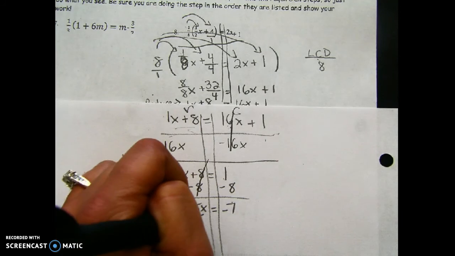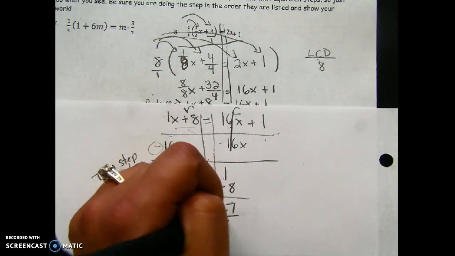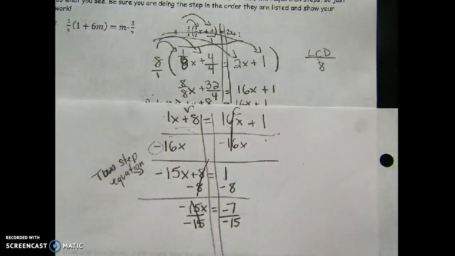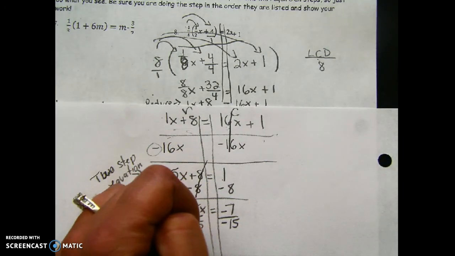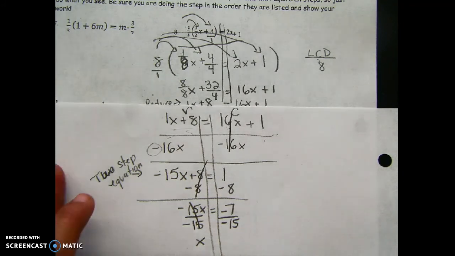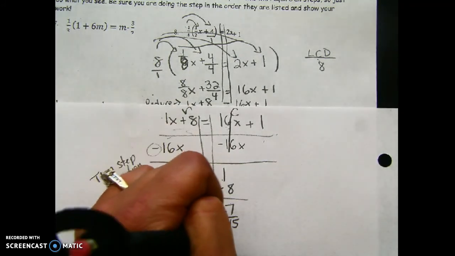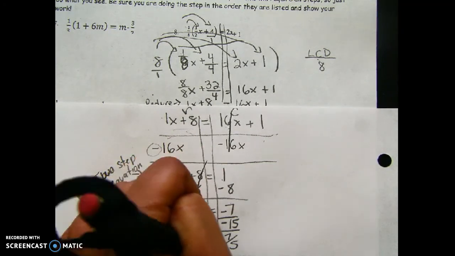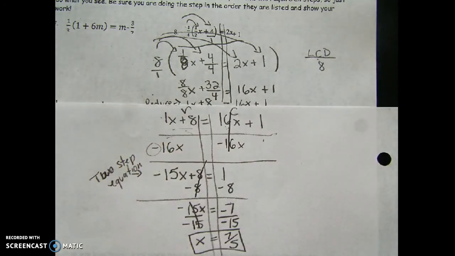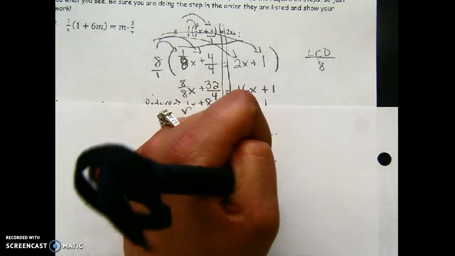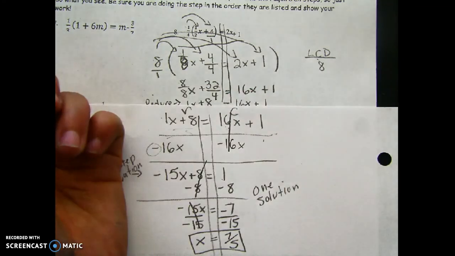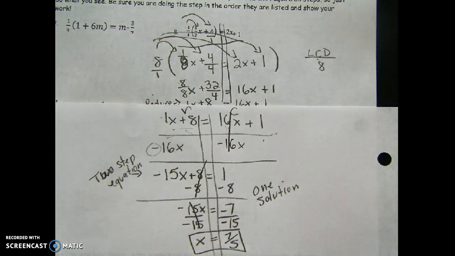Last thing is I'm going to divide each side by my coefficient, which is negative 15. I'm going to bring down my variable, and negative divided by a negative is a positive, and I am going to leave it as the fraction 7/5. Okay, this is one solution. Be sure to slow down and watch each step. Good luck.